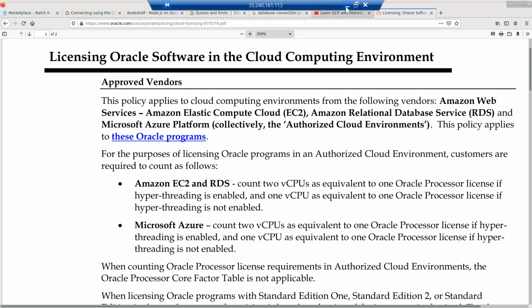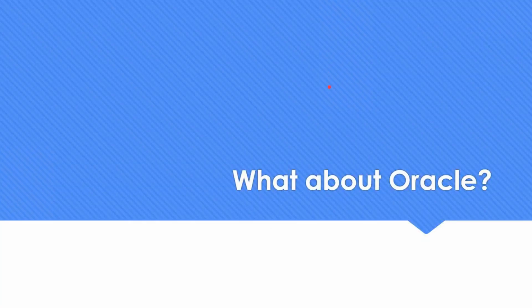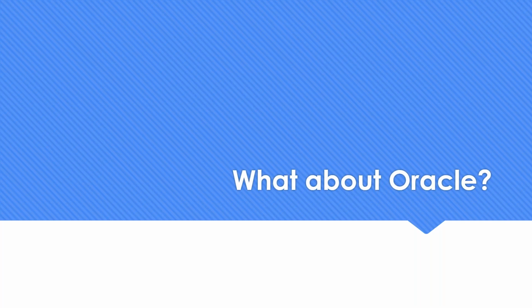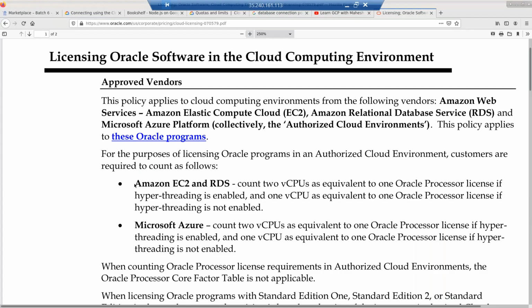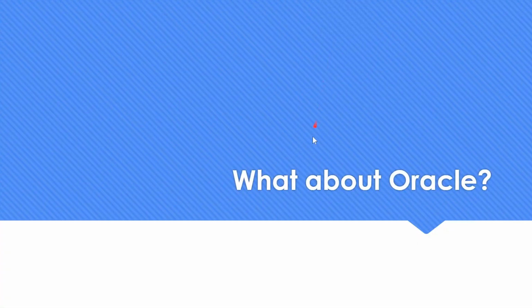Google is not there. So it is not a straightforward solution whenever it comes to Oracle. It's always a workaround solution in GCP. One possible reason is the way the licensing works in Oracle. Two vCPUs equivalent to one Oracle processor license if hyperthreading is enabled. It could be because of this, or maybe Google is not even thinking of supporting it for various reasons. I'm not sure, but it is not there.